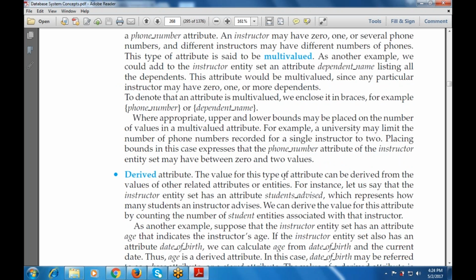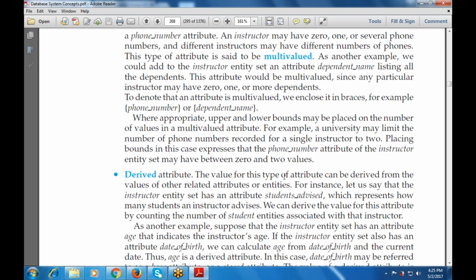For example, let us say that the instructor entity set has an attribute students advised, which represents how many students an instructor advises. We can derive the value for this attribute by counting the number of student entities associated with that instructor. As another example, suppose that the instructor entity set has an attribute age that indicates the instructor's age. The entity set also has an attribute date of birth, and we can then calculate age from date of birth and the current date.